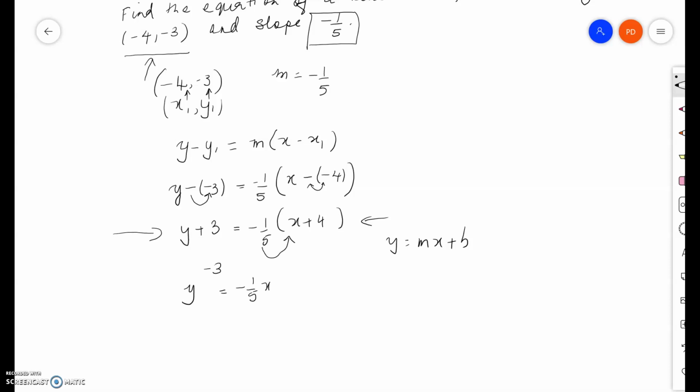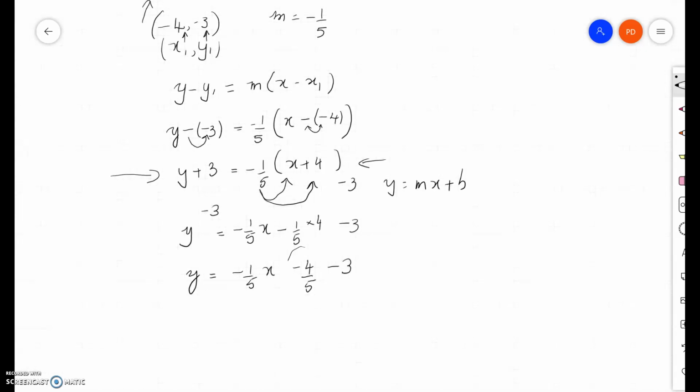So -1/5 x, -1/5 times 4, that's -4/5. And of course, we have the -3. We subtracted 3 from both sides. So y is equal to -1/5 x minus 4/5 minus 3. Now we can combine these two numbers.